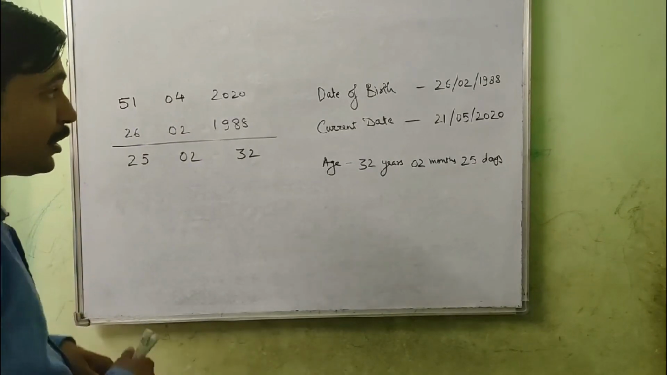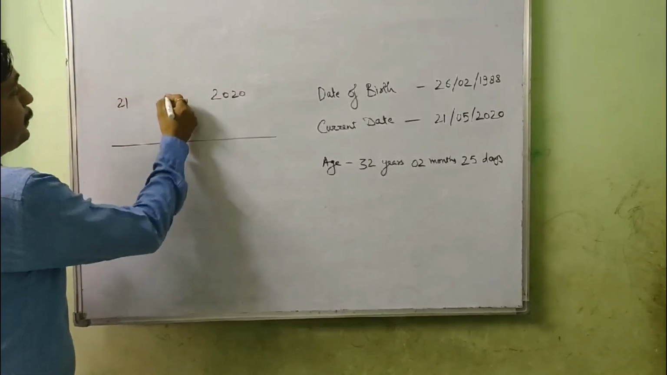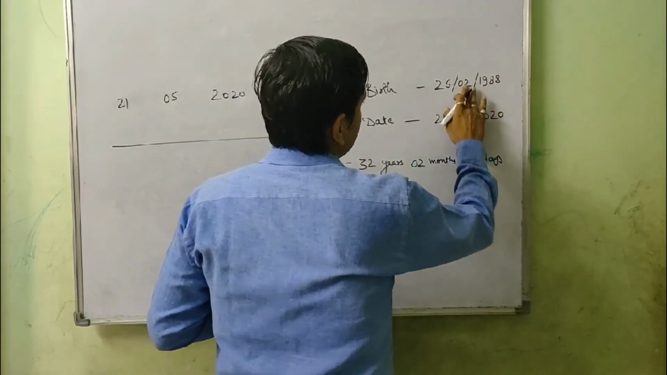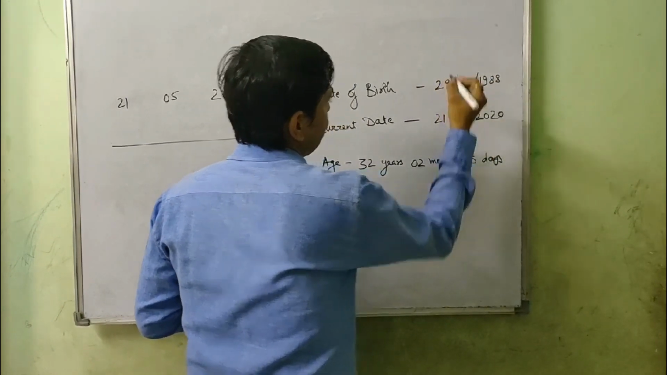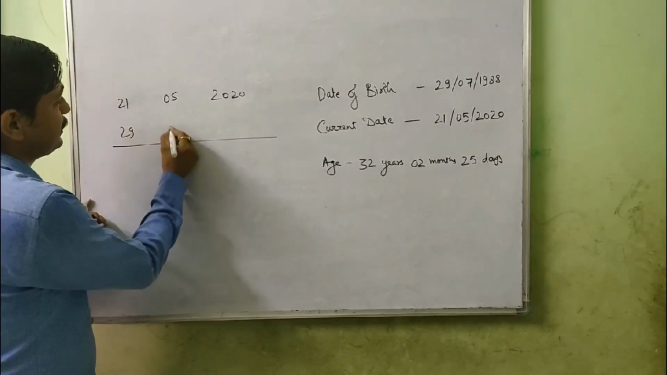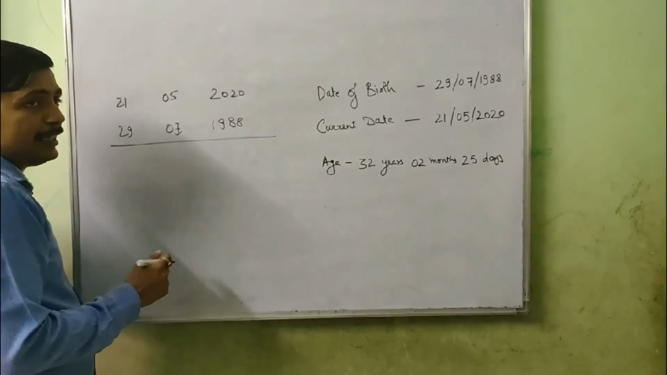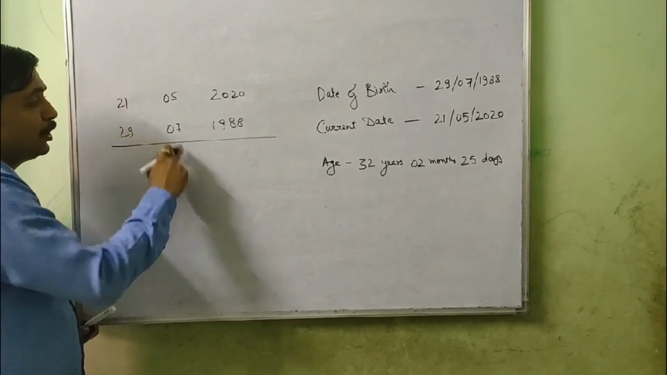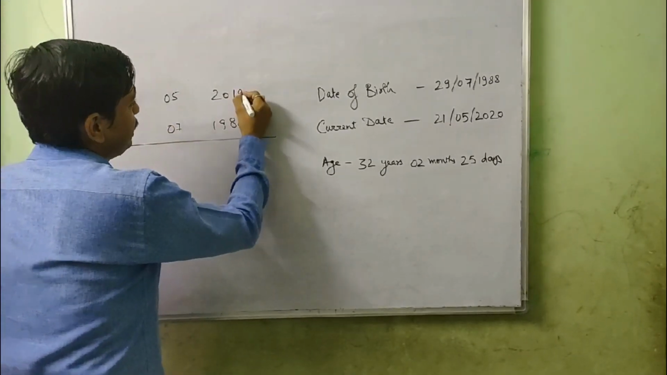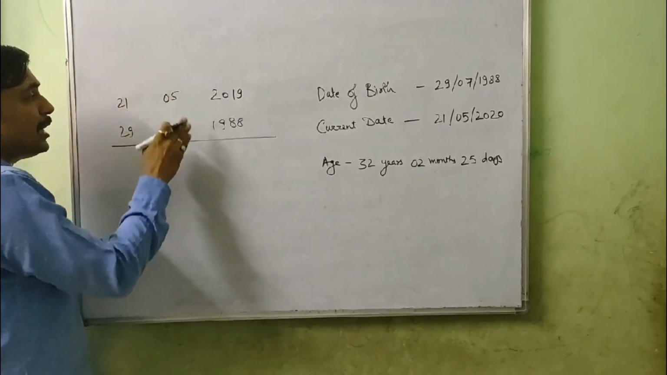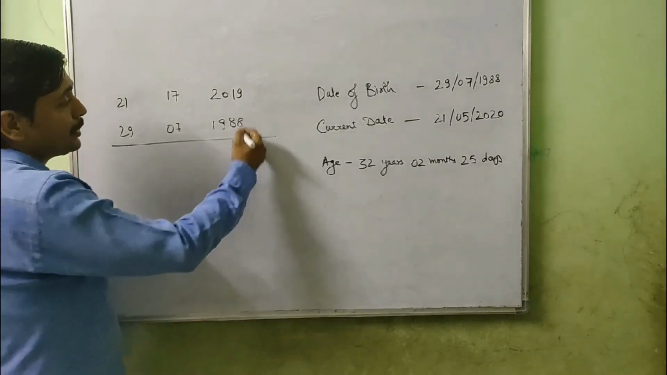Now let's see, suppose we are calculating the age for some other birthday. Let's suppose I am entering 29 7 1988. You see that this time your birth month is also greater than the current month and your birth day is also greater than the current day. So before subtracting here, you take 1 year from here, so that will become 2019. And because you are taking 1 year from the year to the month, how many months will you add? 12 months. So it will become 17. You got that?